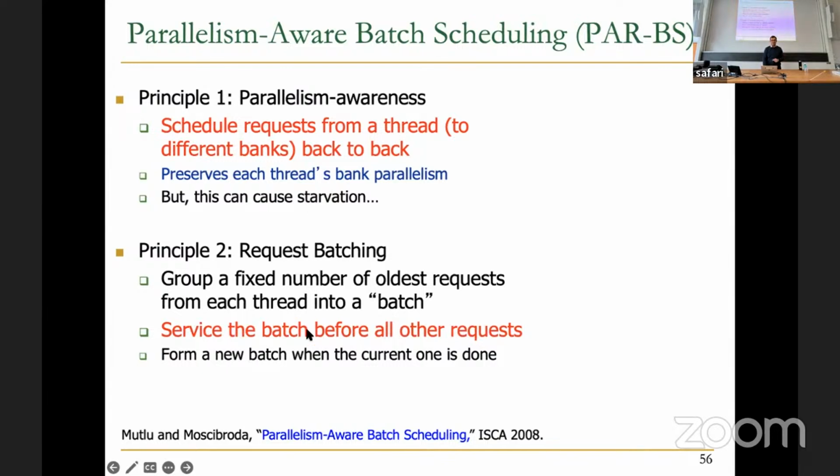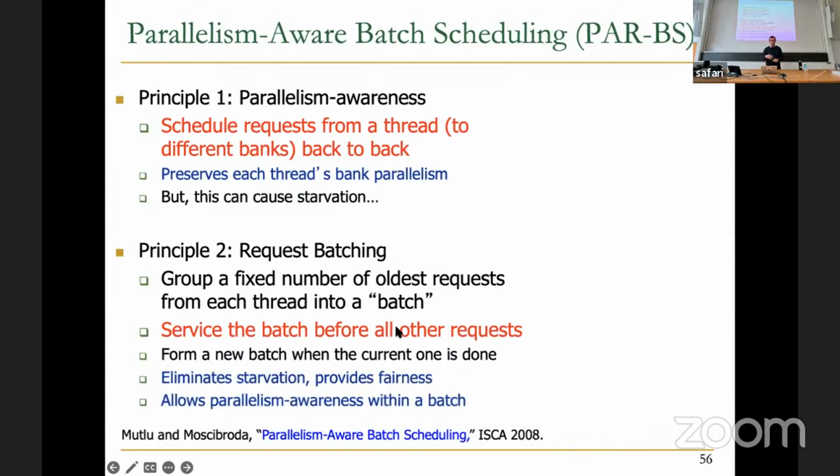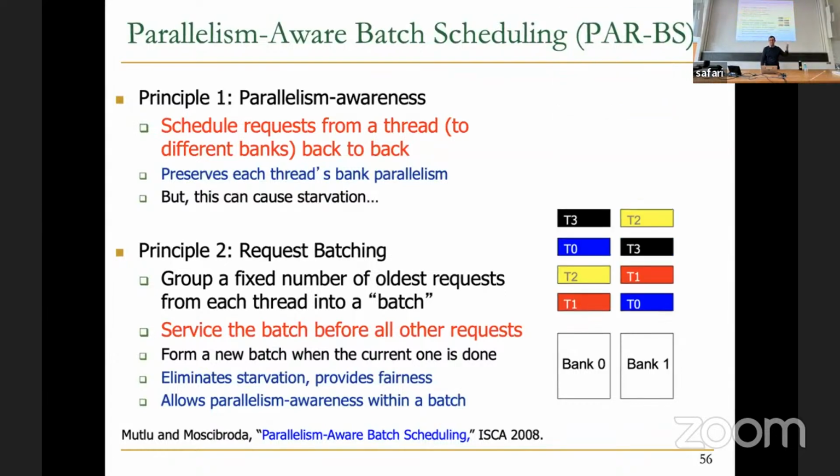And the idea is very simple. You group a fixed number of oldest requests from each thread into a batch. You service this batch before all other requests. And you, the memory controller in this case, put yourself in the shoes of the memory controller, always a good thing. The memory controller forms a new batch when the current batch is done. Now, if you have this approach, this eliminates starvation because you guarantee that there's no reordering across batches, right? This provides fairness also. And this also allows parallelism awareness within a batch. So let's take a look at this pictorially. We have two banks again. In this case, we have 4 threads.